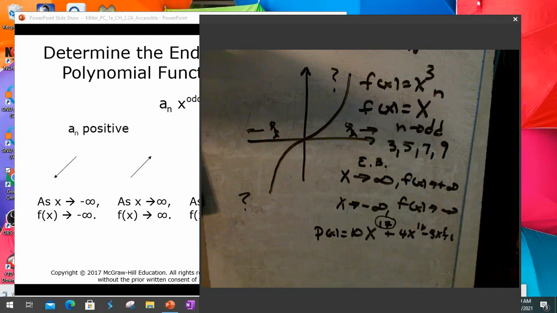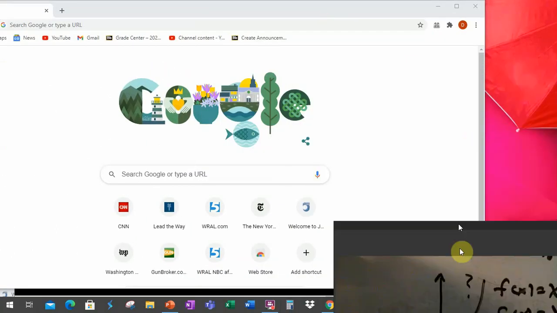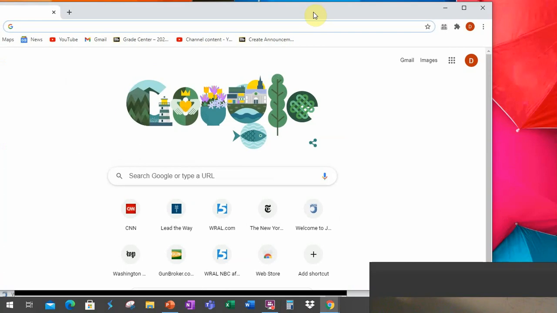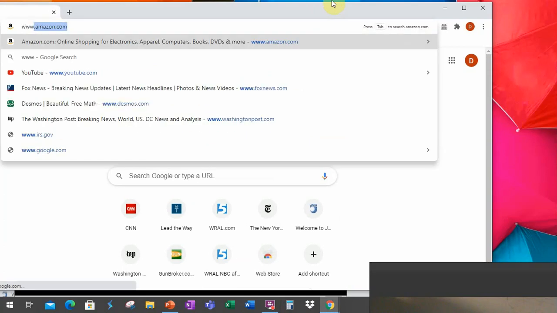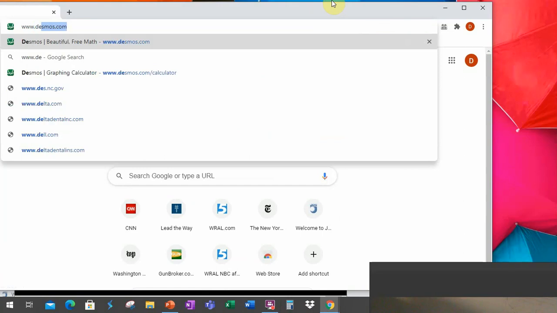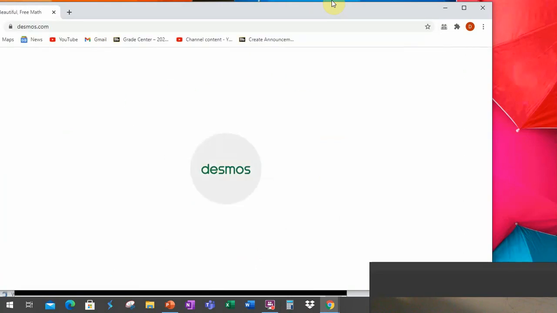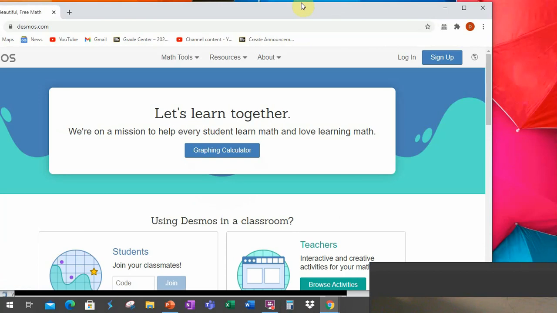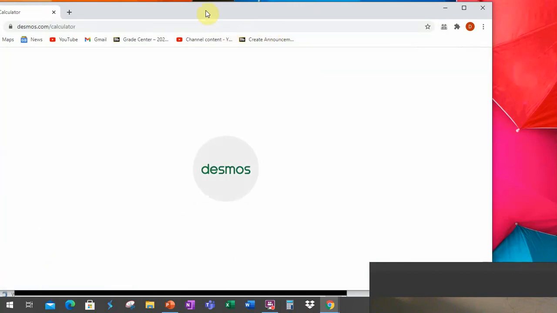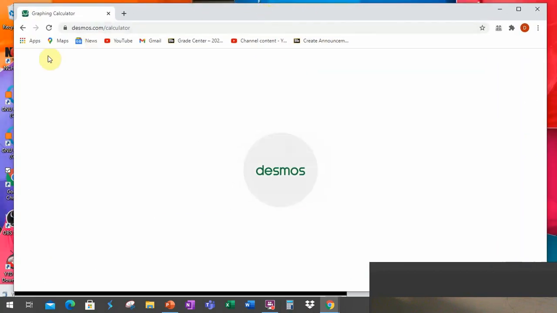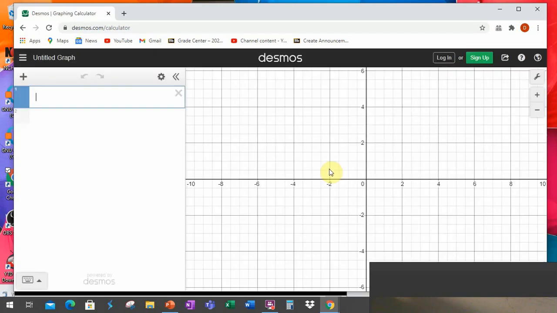Let me drag this down here for just a second. Over here, let me push this out of the way for a second. And if I have, let me get to Desmos. Come on. We're getting there.